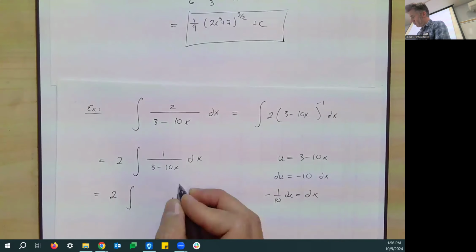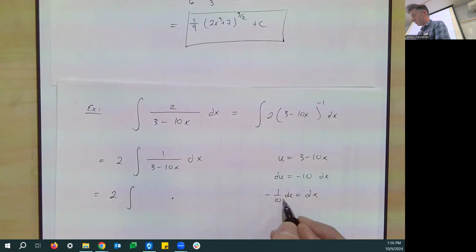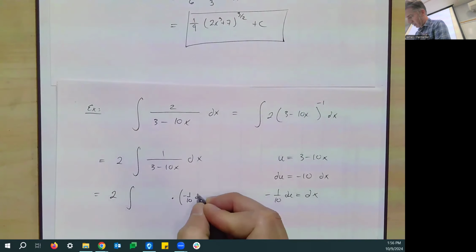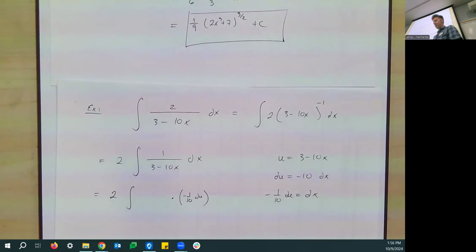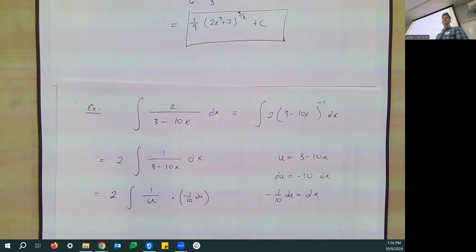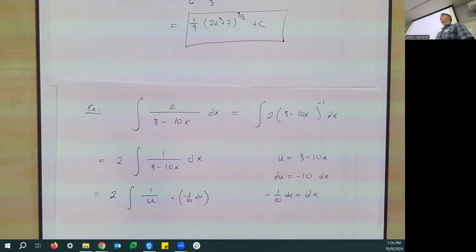So my dx turns into negative 1/10, which I could have put out in front, but I didn't, du. And then my 1 over 3 minus 10x is just 1 over u. Most of the time, I would then rewrite 1 over u or 1 over something as u to the negative corresponding power. This is the only one I don't. I don't like writing it as u to the negative 1.